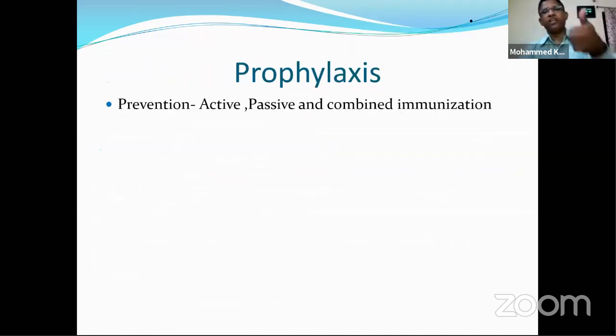Prophylaxis, yes, you have definitely good news. You have a vaccine for it. Every child is given it at 6 weeks, 10 weeks, 14 weeks. Again, you are taught this in SPM and pediatrics, and it's not my subject area, but still I'll cover it very daringly. I'll jump over it. Active vaccination, DTaP vaccine. Don't remember DPT, it's DTaP. A is nothing but acellular pertussis. It is given at 6 weeks, 10 weeks, 14 weeks, in the anterolateral part of the thigh of the child.